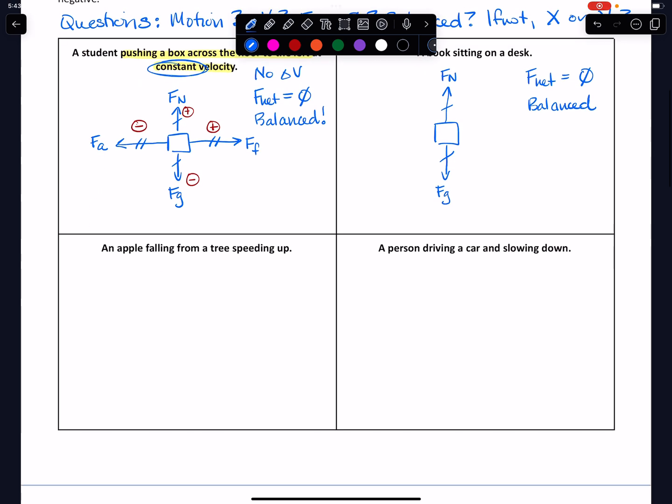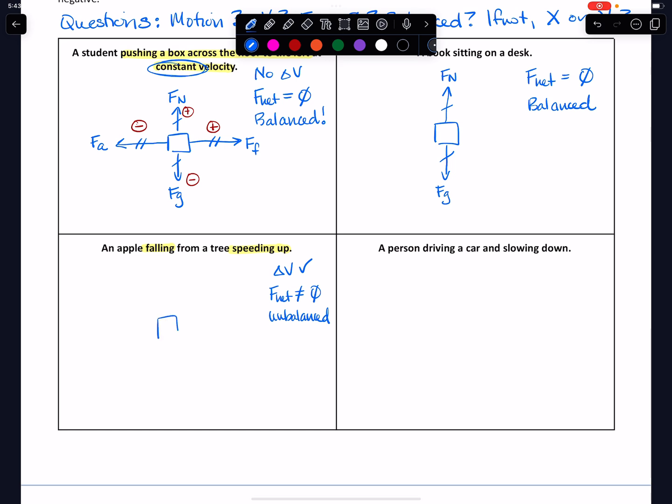All right, let's slide down. Here we have an apple falling and it's speeding up. So again, I have motion. This time I do have changing velocity. So that tells me that F net does not equal 0 and that I have unbalanced forces. So I'm going to need to use my force diagram to show where those unbalanced forces are.